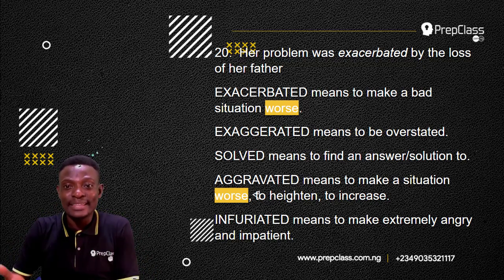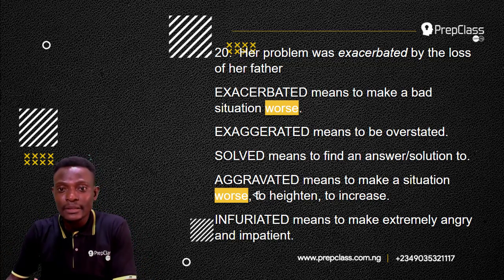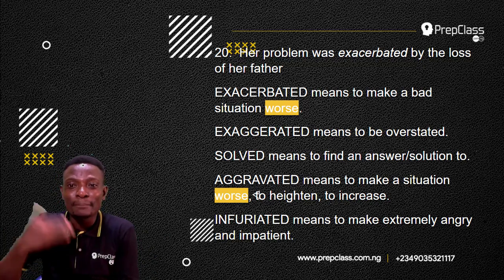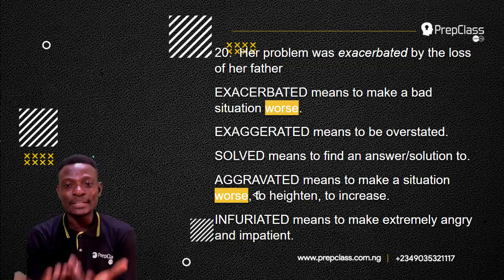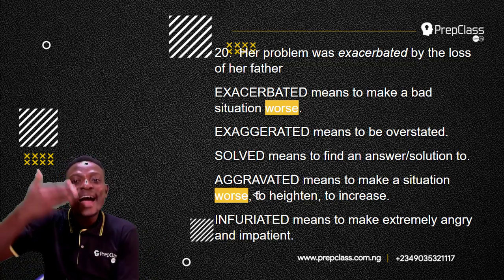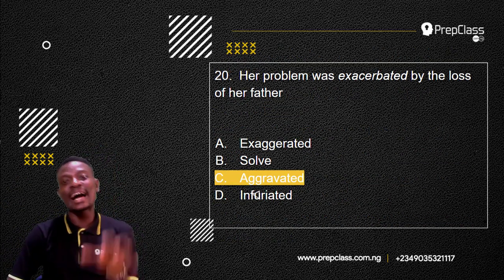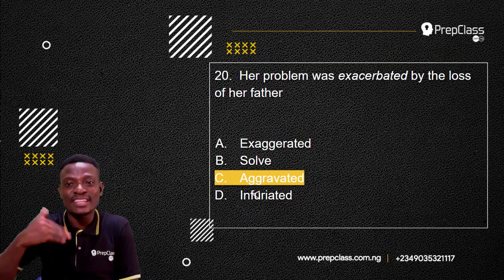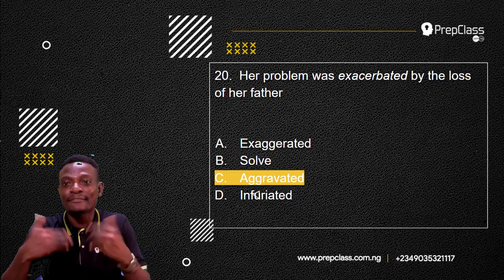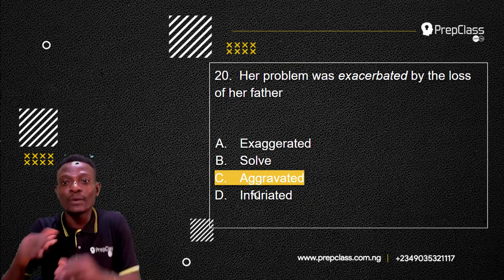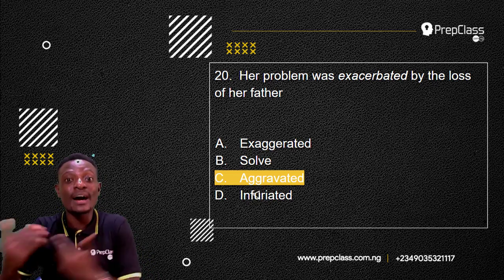Now, exacerbated does not mean to make angry. Exacerbated means to make a bad situation worse. Aggravated means to make a situation worse, to heighten, to increase a situation. So the answer to this question is aggravated. Our problem was exacerbated. Our problem was aggravated by the loss of a father. It was made worse by the loss of a father.